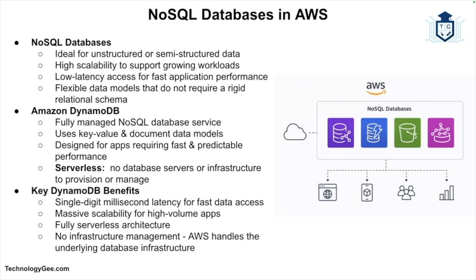And DynamoDB, this is a fully managed NoSQL database that uses a key value and document data model. And what makes this thing so powerful is it has single-digit millisecond latency. It offers massive scalability. You can go fully serverless, and there's no infrastructure management. So how does this relate to the real world?